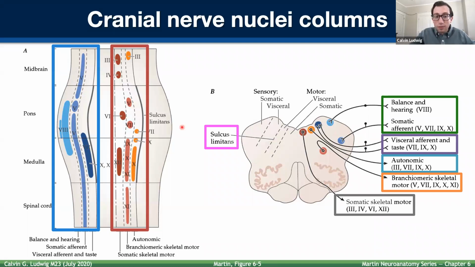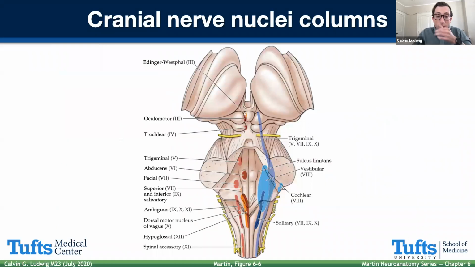So these columns are located in this nice organization relative to each other, and Shane just pointed out it's helpful to know their relative location to each other. Now, because cranial nerve nuclei that serve similar functions are aligned in the same rostrocaudal columns, knowledge of the locations of these columns aids in the understanding of their functions.